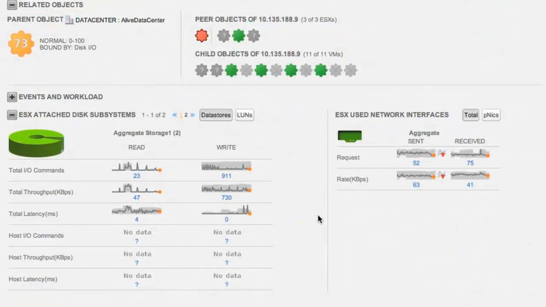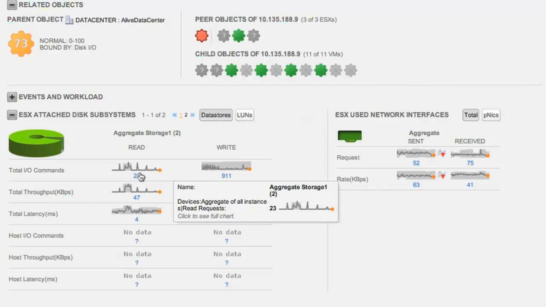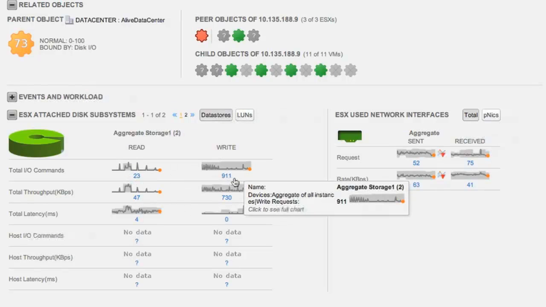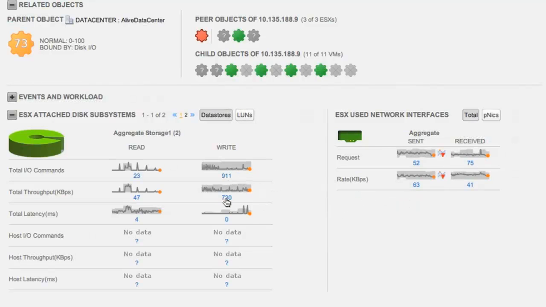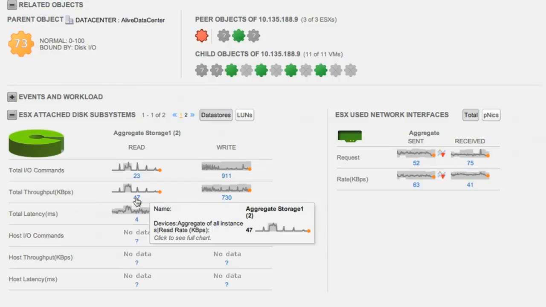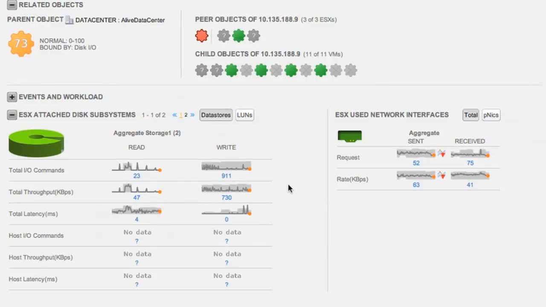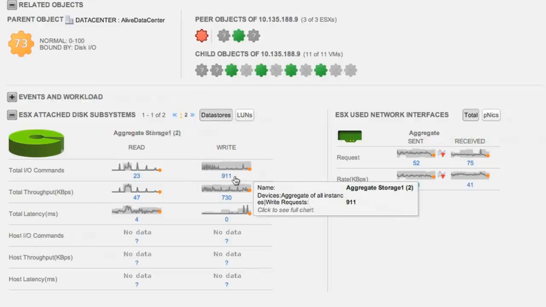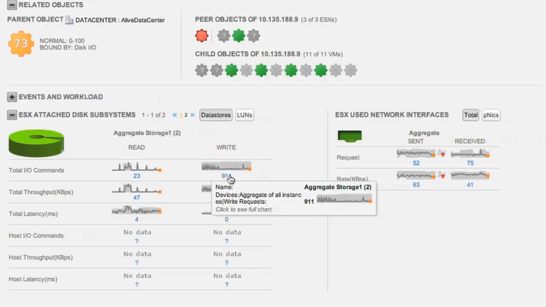I can expand that tab and scroll down and see a few details about what's going on with this host. The first thing we notice is that we have a section both for storage and for networking. On the storage side, we have stats that look at the overall data store activity. So we can see that this data store isn't reading very much, only about 23 IOPS, but it is writing a lot, about 911. The total throughput isn't that high. It's 47 on the read side, 730 on the write side. We are getting some latency, though, in our reads, about 4 milliseconds. And that's possible from this high level of writes that we're seeing.